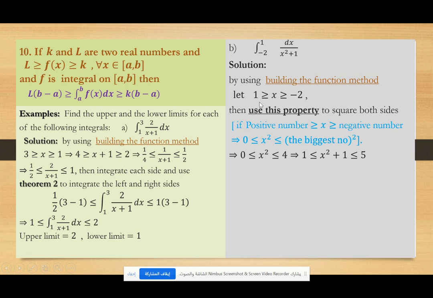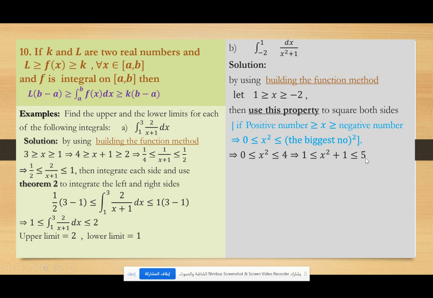That means if you square the 1, you will get 1. If you square negative 2 times negative 2, it is positive 4. So you take the biggest, which is 4. If you want to understand this more, sketch it, graph it, and you can see that your x squared is between 0 and 4. Then you need to complete your building by adding 1 to each side. That means you will get 1 smaller than or equal to x squared plus 1 smaller than or equal to 5. This is after adding 1 to each side.